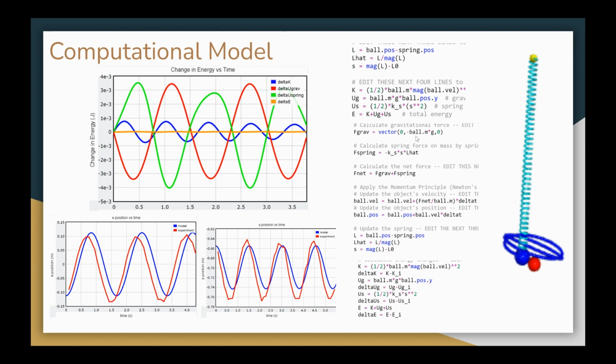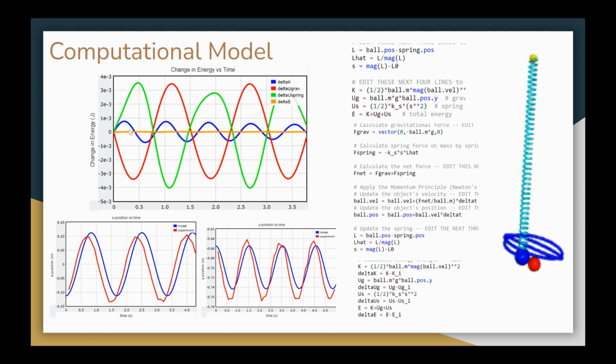We know the force of gravity and the force of the spring, and those are the only two forces that should be acting on the weight. So our F net is just the force of gravity plus the force of the spring. And we use that F net to find our ball velocity and ball position with our velocity update and position update formulas. And then we just update our new spring position. And then down here, we're updating our energies and finding the difference between initial and new energy.